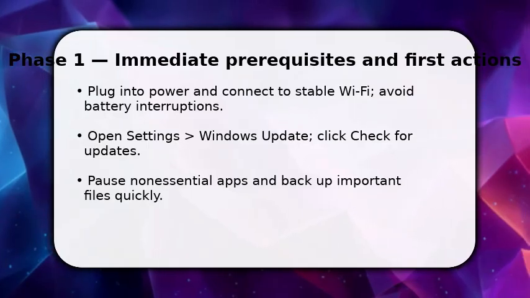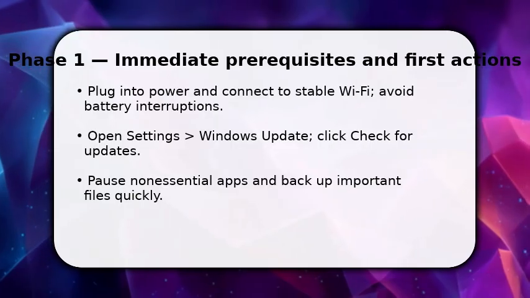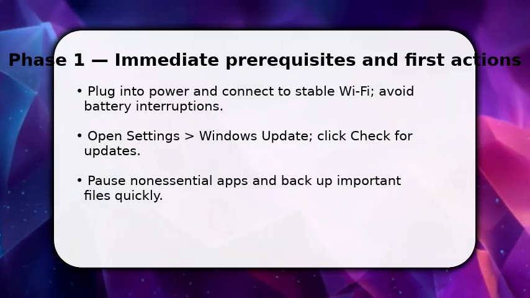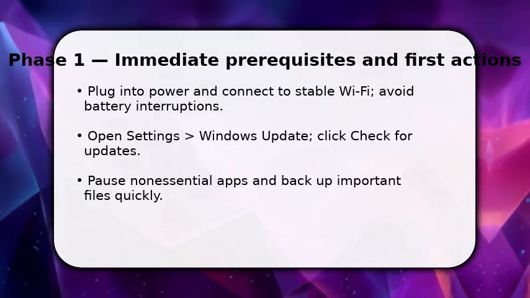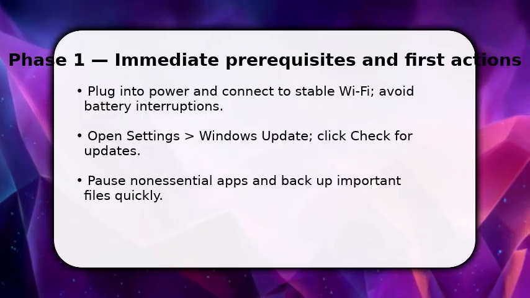You begin by eliminating interruptions. Plug the Surface into power and connect to a stable Wi-Fi network. Open Settings, go to Windows Update and click Check for updates. This forces the system to find the latest packages.